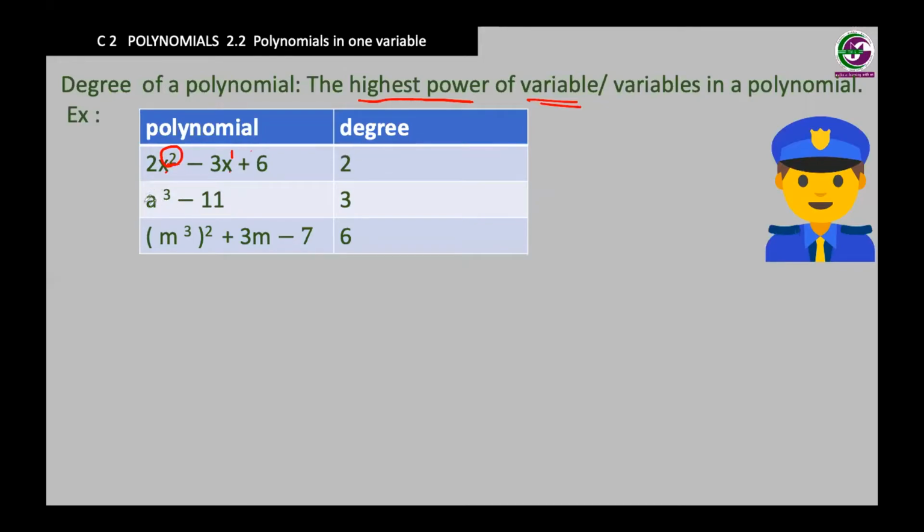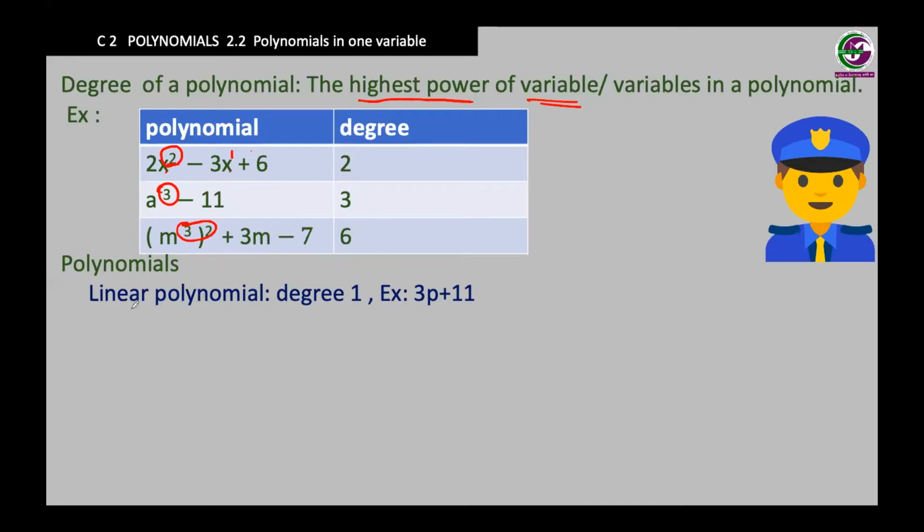Here also there is only one variable, the power is 3. So the degree is 3. Now the next one. m power 6, there is a variable m here, again a variable here. So (m power 3) power 2: we studied that when you have a bracket with power of the power, we multiply them. So it is not added, it is multiplied. So 3 times 2 is 6. So the highest power is 6. So the degree of this polynomial is 6. Now let's see more about polynomials.